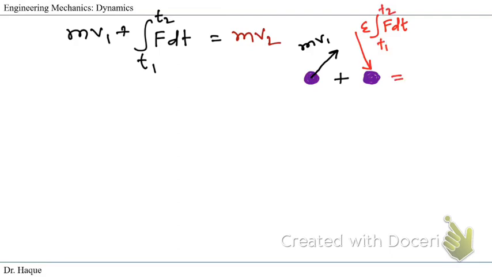So what would be the result? Due to the hit with the stick, it will have a different direction of motion. Maybe it's moving in this direction with a new velocity v2, which is the final momentum of the billiard ball. If we know the initial velocity and the impulse, we can get the final velocity of this system.